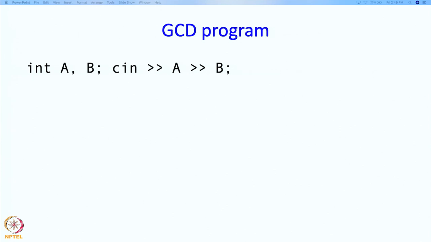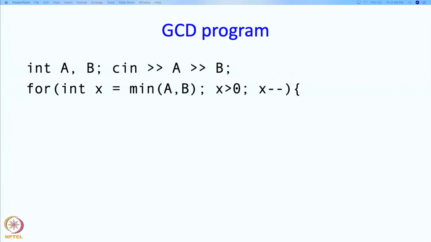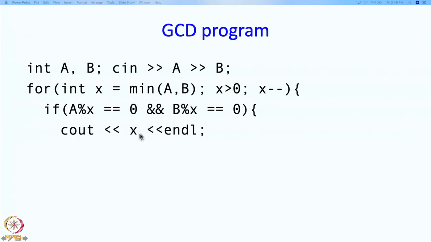So here is the program fragment. We will use variables a and b, and into them we will read the numbers whose GCD we want to find. Then we are going to start with x equals the minimum of a and b, and we are going to keep on decrementing it so long as it is bigger than 0. And what do we do in each iteration? Well, we check whether a is divisible by x perfectly and b is divisible by x perfectly. If it is, then we are going to print it out. But we can also stop the loop right here, so we are going to break. That is it. So that is the program.